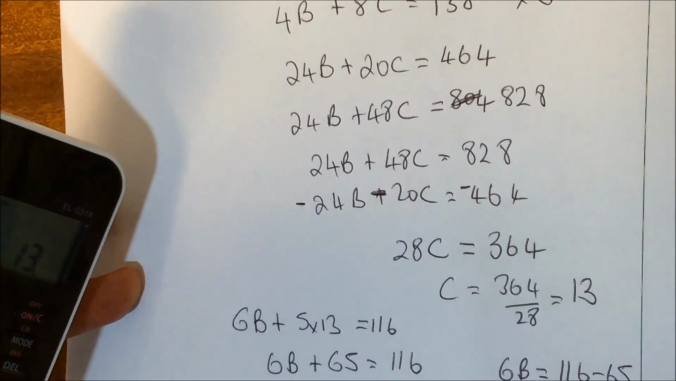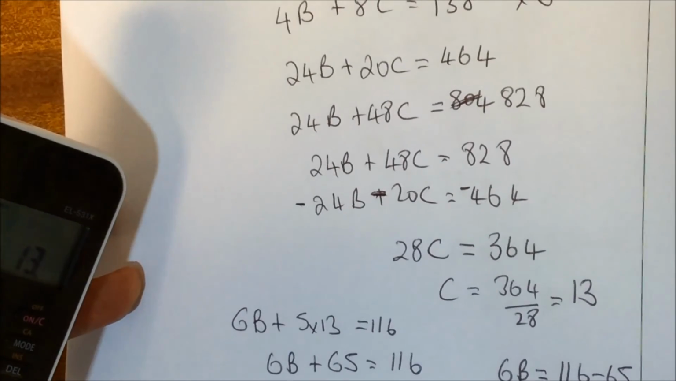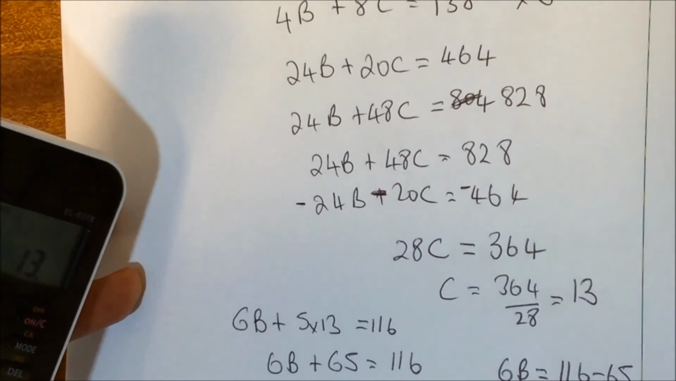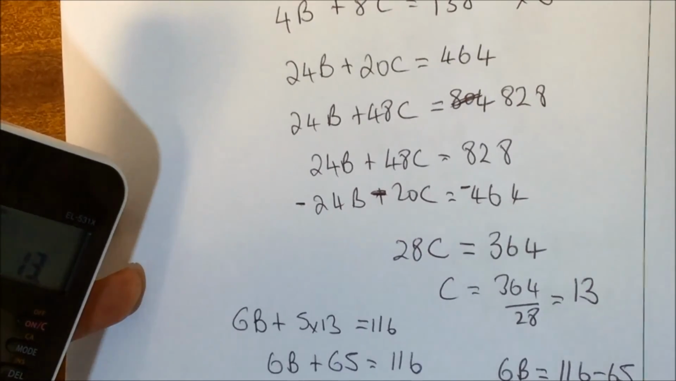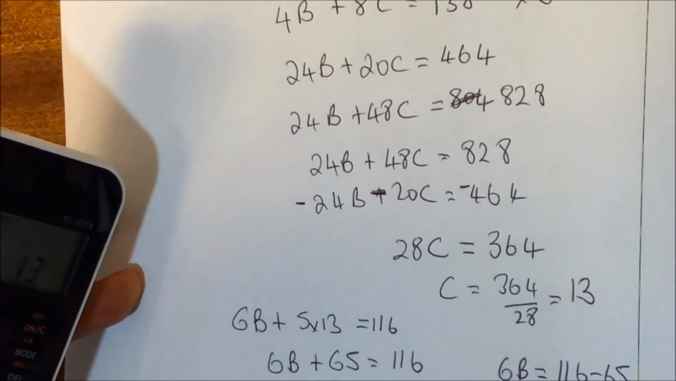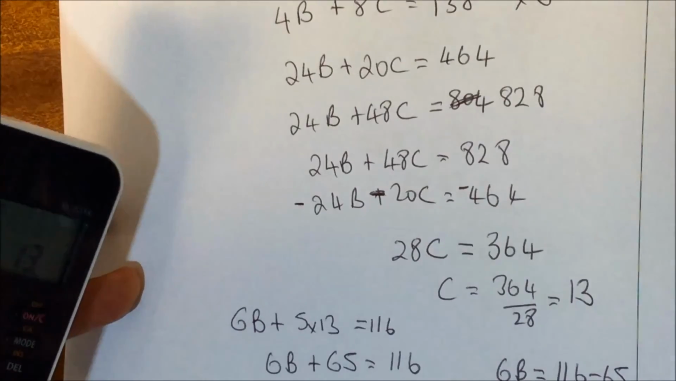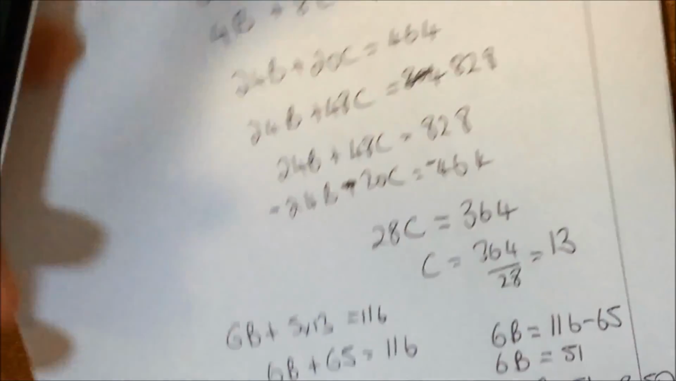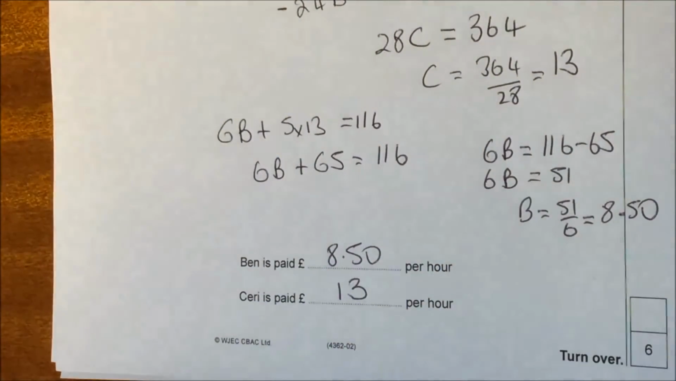So the final, finish it off, 51 divided by 6 is equal to £8.50. So Ben is paid £8.50 and Kerry is paid £13. Okay, so just move that up so you can see it, and there's my answer written in.